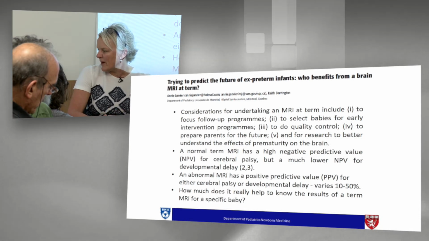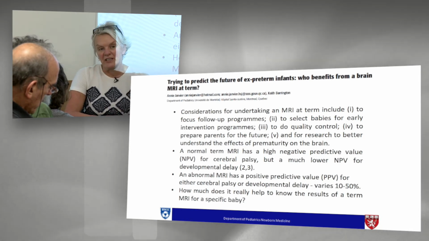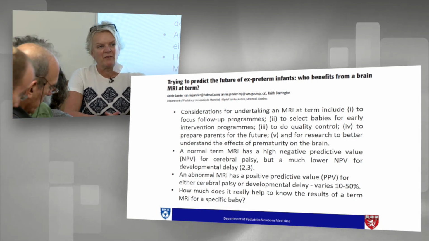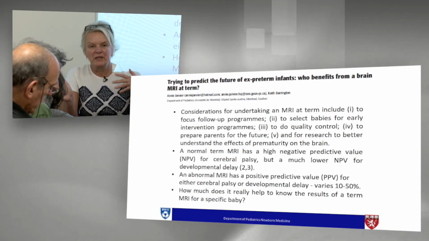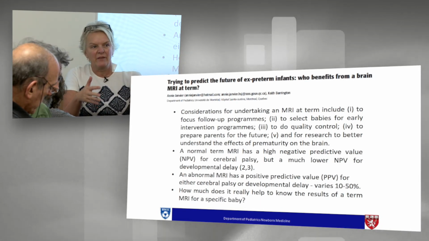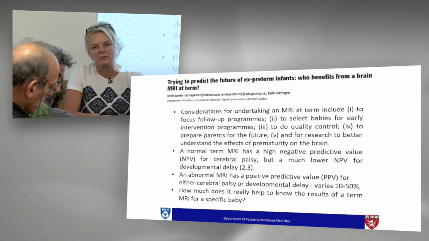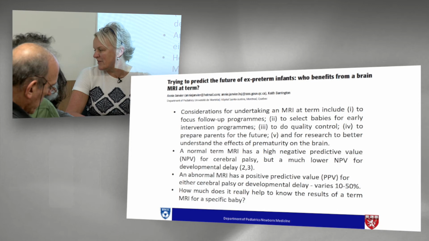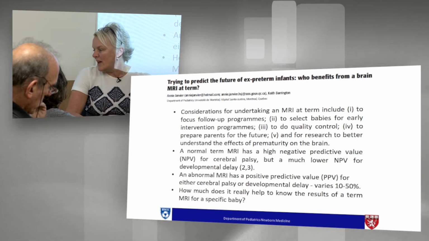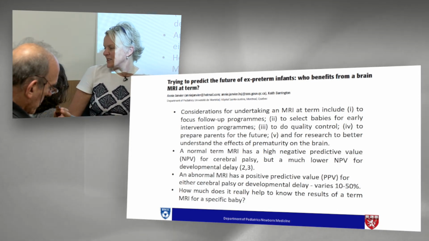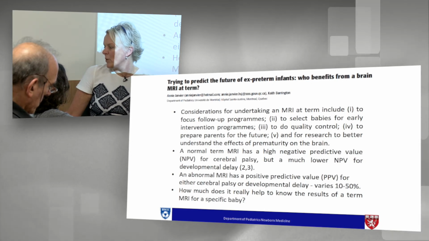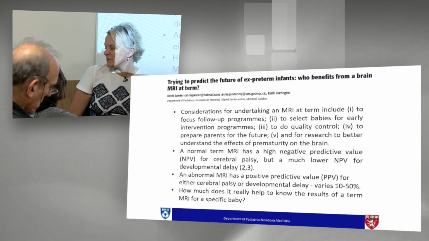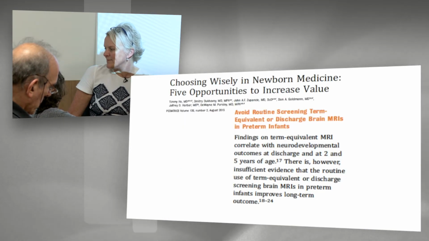A normal term MRI has a high negative predictive value, which it actually does, and almost every study has shown that at least 25 to 30% of our very preterm babies have completely normal MRIs, and that those children go on to do as well as any term-born child. But a much lower negative predictive value for developmental delay. An abnormal MRI has a positive predictive value for either cerebral palsy or developmental delay, but it varies. So how much does it really help to know the results of the term MRI for a specific baby?